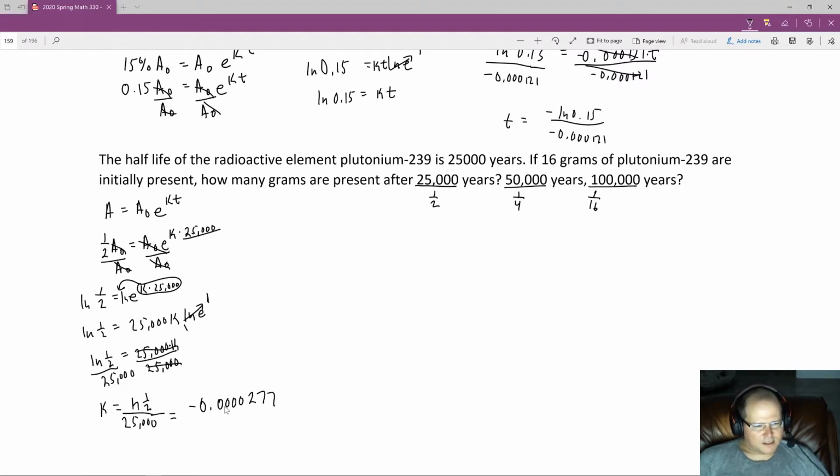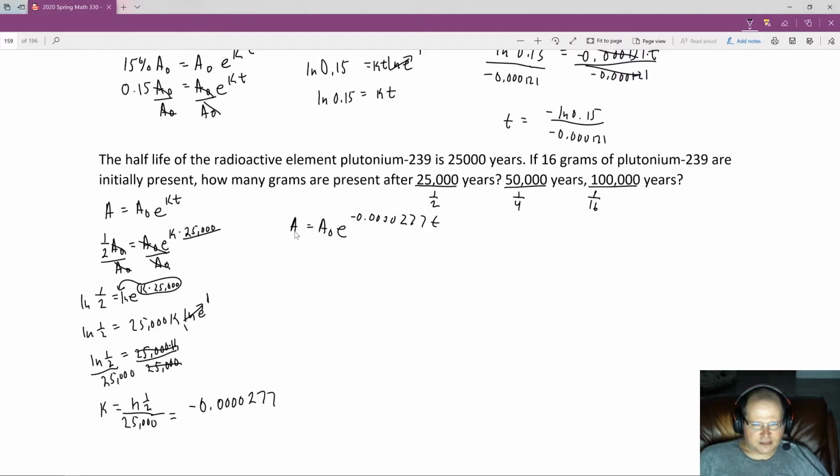That gives me approximately negative 0.0000277. Go back to the original equation. A is equal to A initial times e to the k, which is negative 0.0000277 t. And then we plug in the numbers they give you.